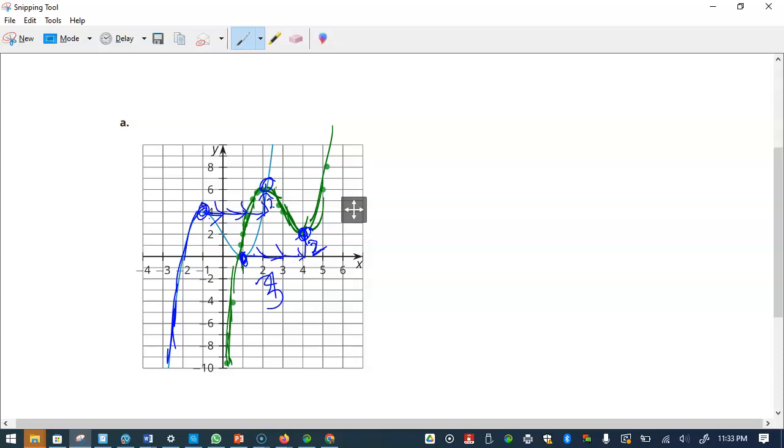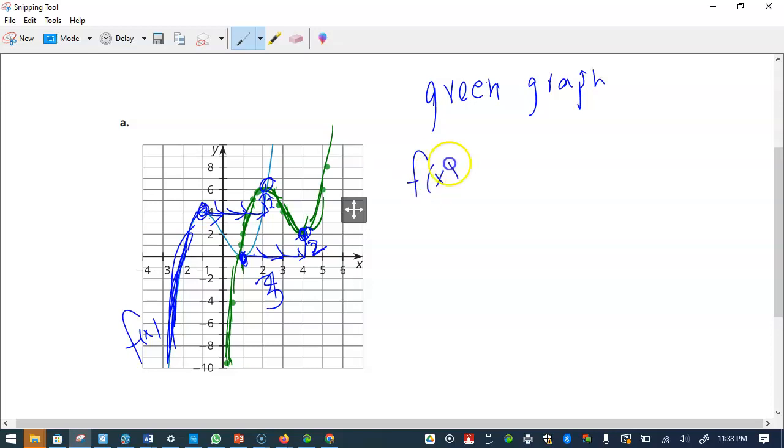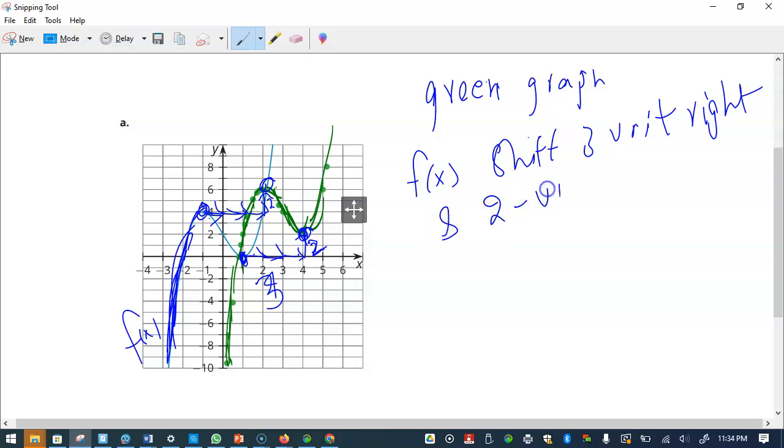So in other words, if the original function was f of x, how can we get the green function? What changes can we make to the blue graph to get the green graph, the closest that you can think of? We can say if you shift the graph 3 units to the right and 2 units up, then it works. That's why I said 3 to the right.